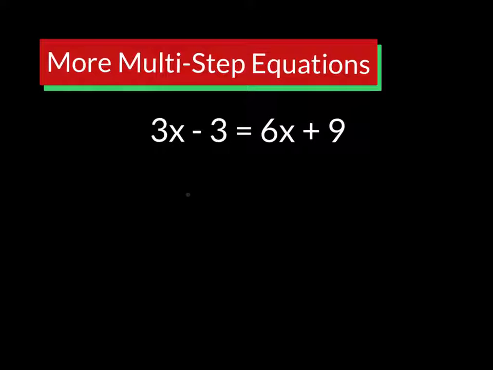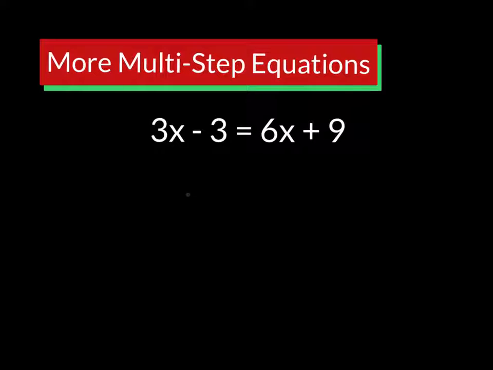In this video, we're going to look at an example of solving a multi-step algebra equation. In this example, I'm going to have numbers and letters on both sides of the equals sign. So let's take 3x minus 3 equals 6x plus 9. As you see here, we have both variables and numbers on both sides of the equals sign.